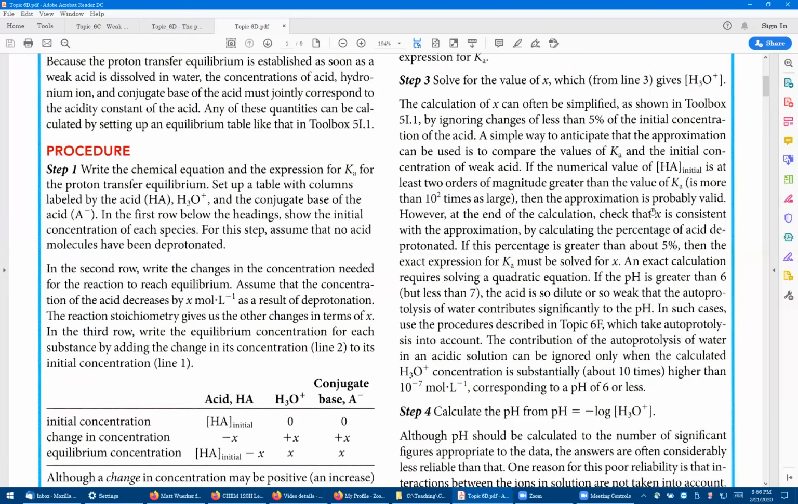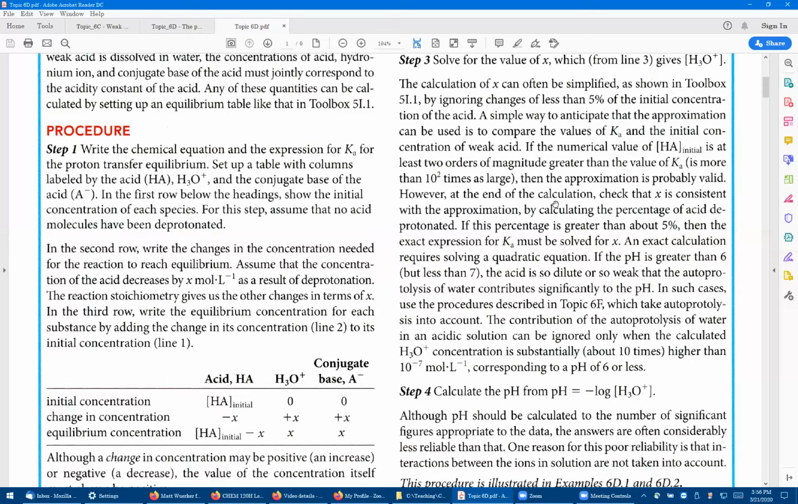As a general rule, and this is shown over here, and I'm not going to go through all the verbiage here, if the numerical value of the initial concentration of HA is at least 2 orders of magnitude, that's about a value of 100, times as large as the Ka, then the approximation that we can assume that it's much larger will be valid. I'll show you examples of that when we go through these problems.